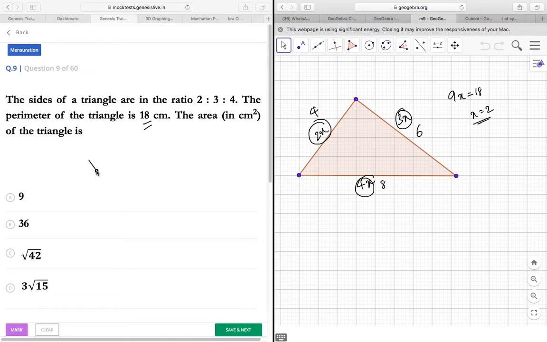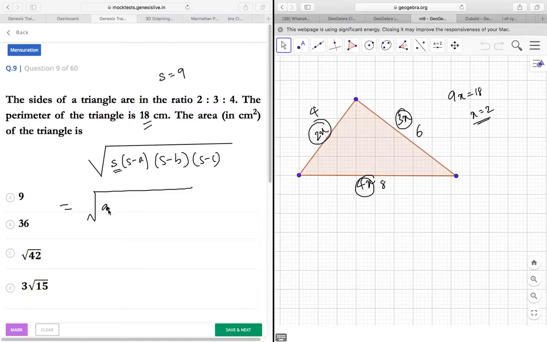We know that formula. The formula is square root of S into S minus A into S minus B into S minus C. But what is S? S is the semi-perimeter. If the perimeter is 18, what is the semi-perimeter? S will be equal to 9. So substitute the values now.